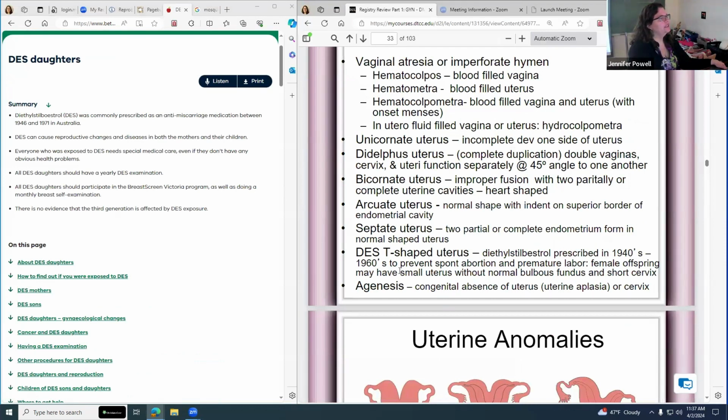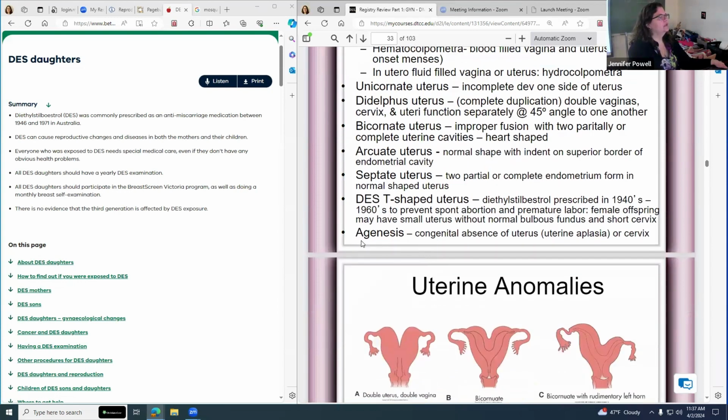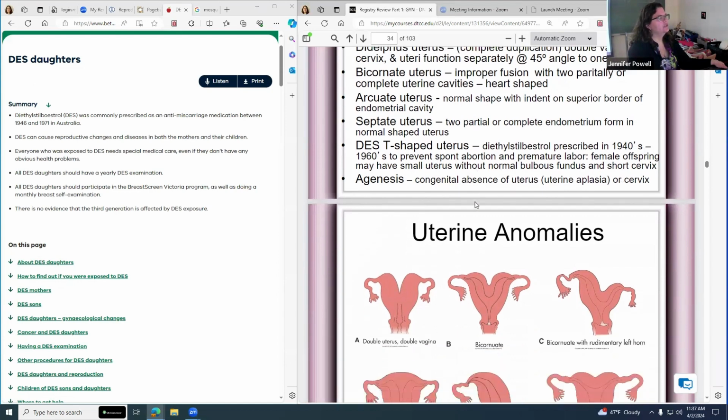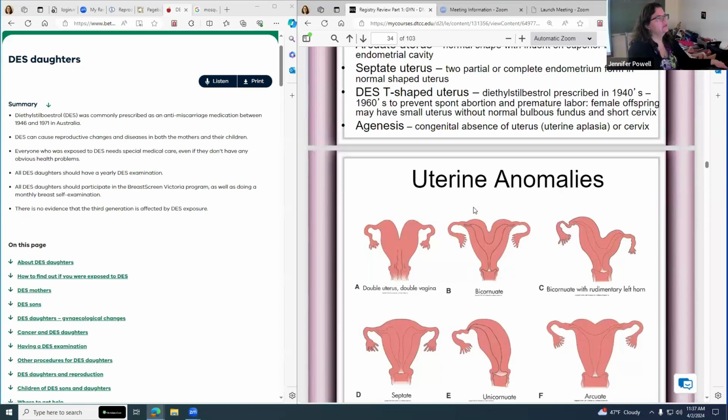Prescribed in the 40s to the 60s to prevent spontaneous abortion and premature labor. Female offspring have a small uterus without the normal bulbous fundus and a short cervix. Okay. And then, of course, agenesis is the congenital absence of a uterus, also known as uterine aplasia. You could also have agenesis of the cervix. So here are these.